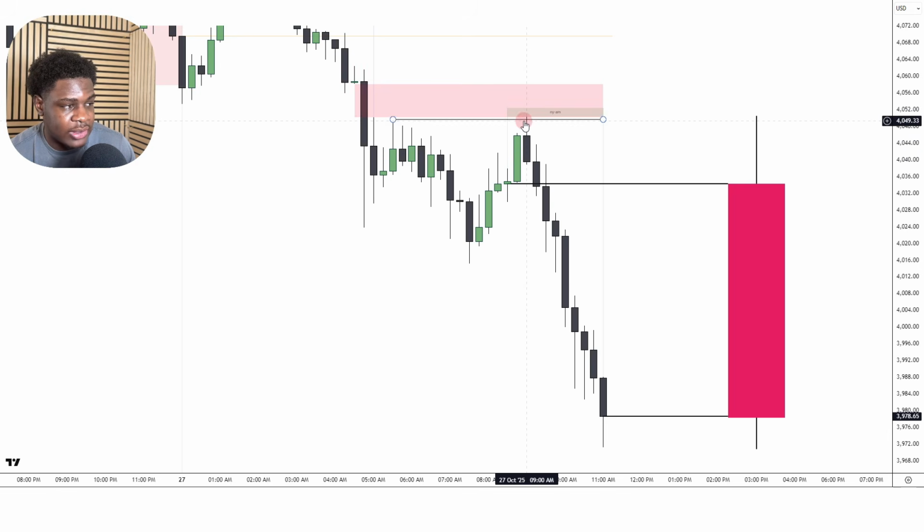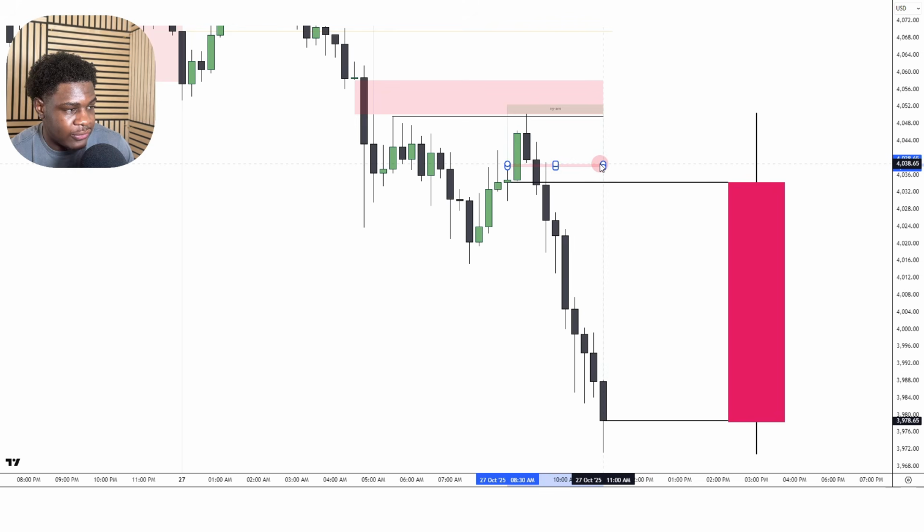You want to see price create a confirmation running away from the liquidity pool or area of inefficiency, which in this case we had both. We had a liquidity pool above these highs and inefficiency right here. We got the right confirmation running away from it, breaking structure to the downside, breaking back below this bullish fair value gap, comes back higher into that level. This was once a level of support.